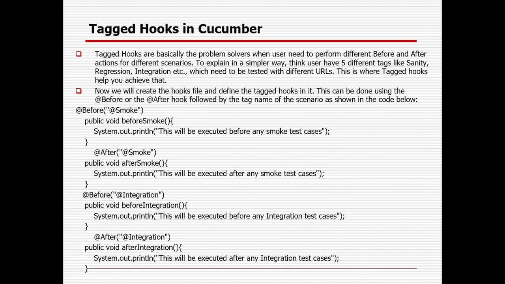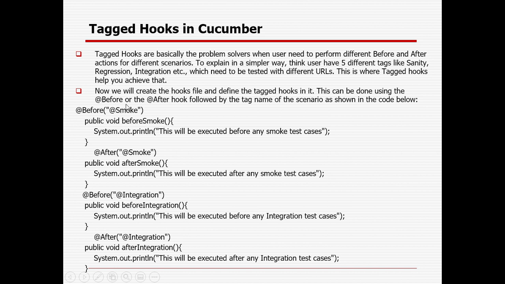So that is called tagged hook in Cucumber. Tagged hooks are basically the problem solver when the user needs to perform different before and after actions specific to different scenarios. To explain in a simpler way, think the user has 5 different tags like sanity, regression, integration, URL, which need to be tested with different URLs. This is where tagged hooks help you achieve that. Now we'll create the hook file and define the tagged hook in it. This can be done using @Before, @After hook, followed by the tag name of the scenario. That is the reason inside the hook we are adding the tag. That is the reason it is called tagged hook.